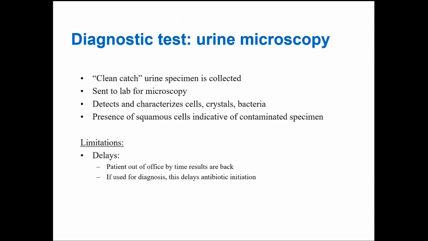With microscopy, you can detect white blood cells. You can see these in the microscope. Sometimes you can see bacteria as well. Sometimes you can detect crystals in the urine. Of note, the presence of squamous cells, kind of large skin cells, is usually indicative of a contaminated specimen and is sometimes used to reject the specimen outright, that it's been contaminated with skin bacteria, skin cells, etc. And again, the limitations of this kind of test are the delays in getting the results back.